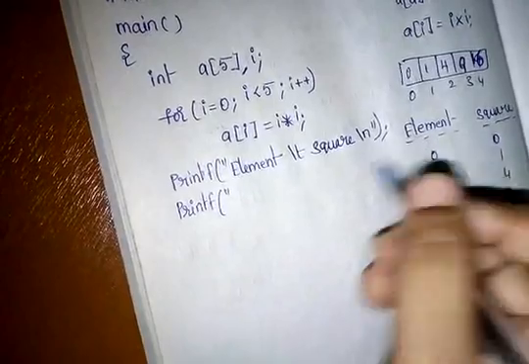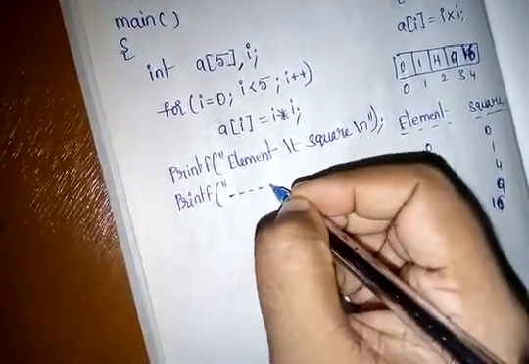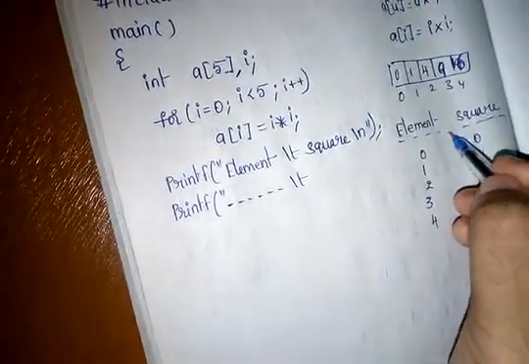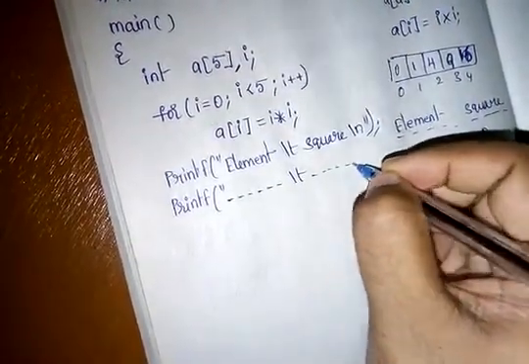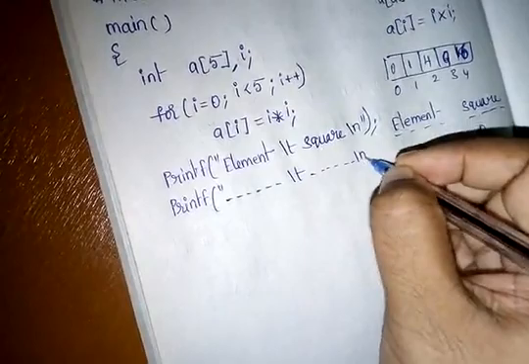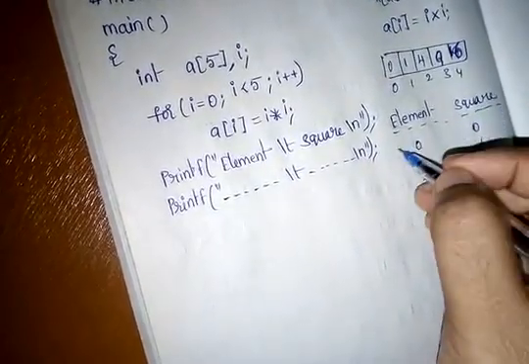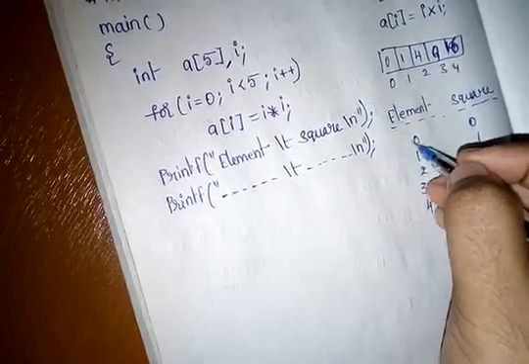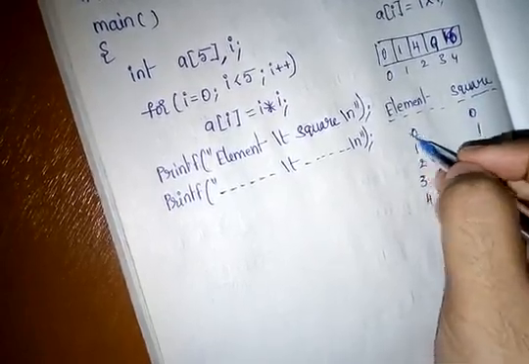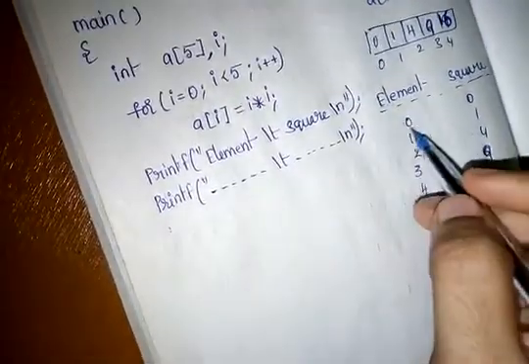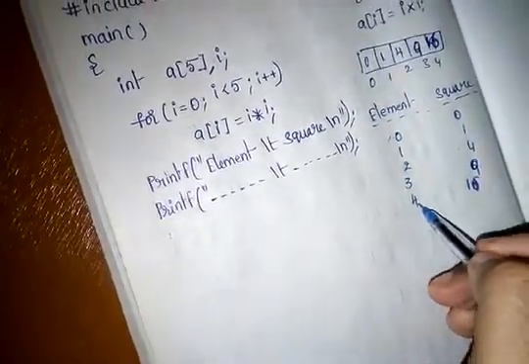As we need some underline here, I am writing \t for this gap, and then again underline for square, \n because after this underline we need to start the number at the next line, so \n. Now from here we need to access all the elements of the array.